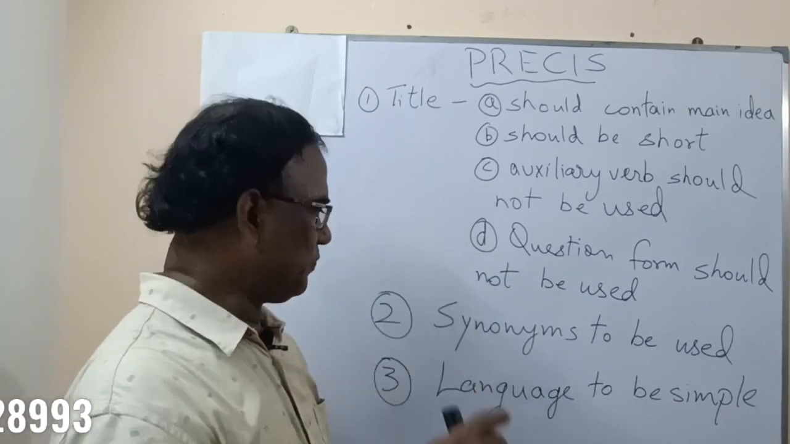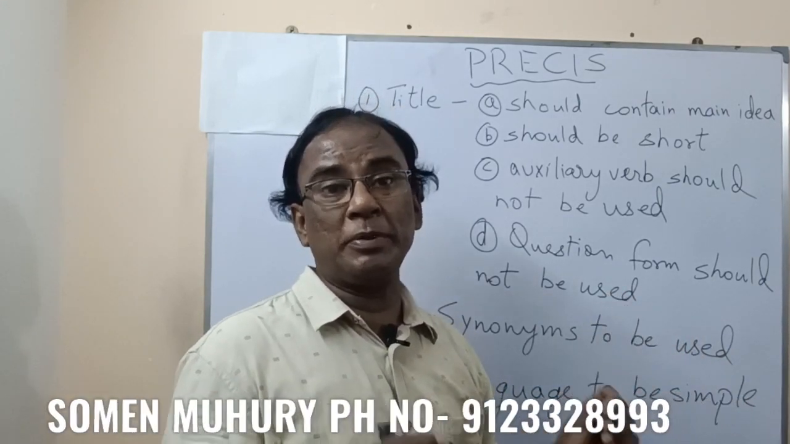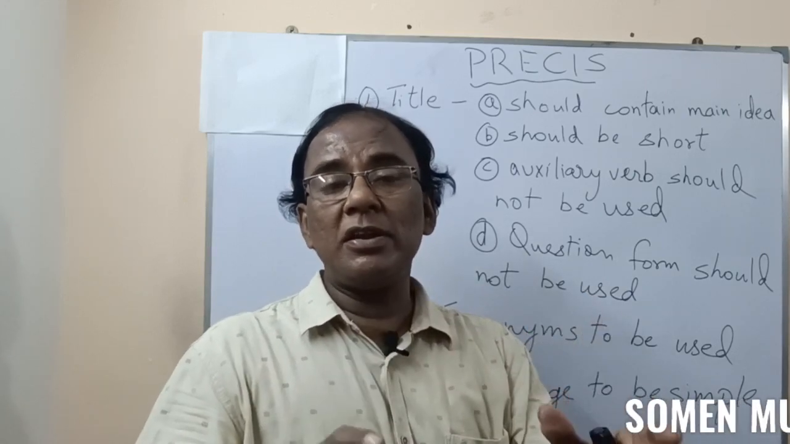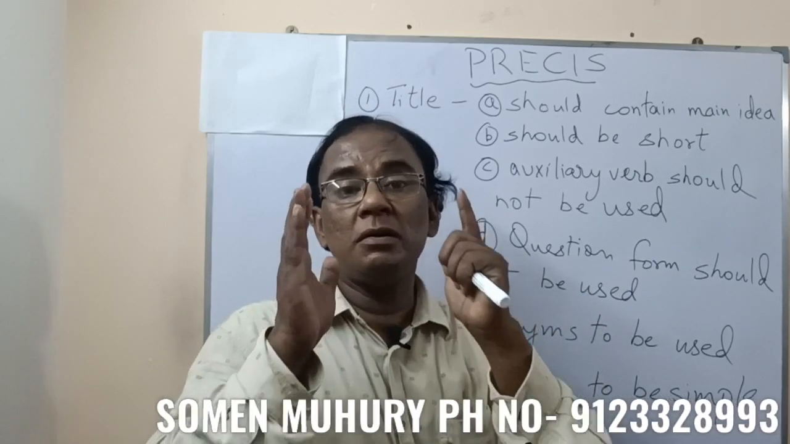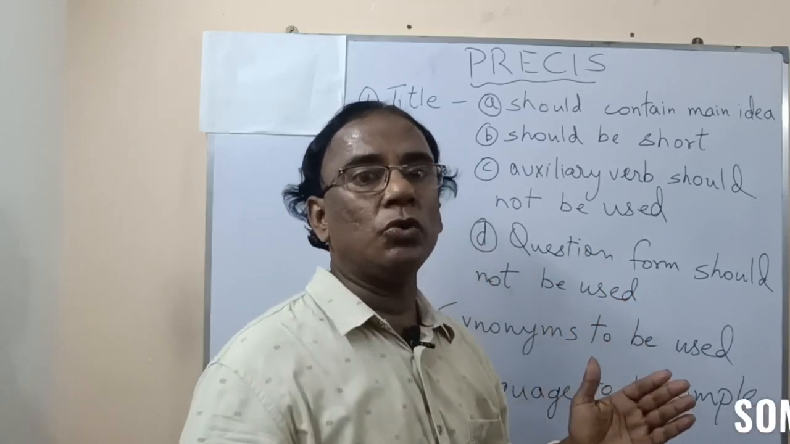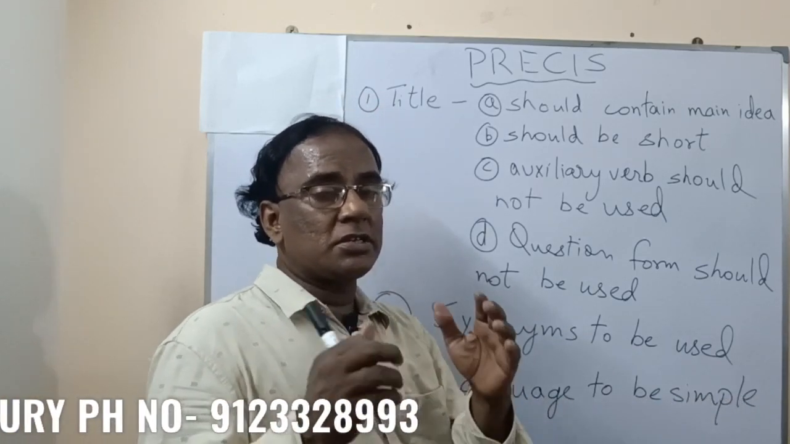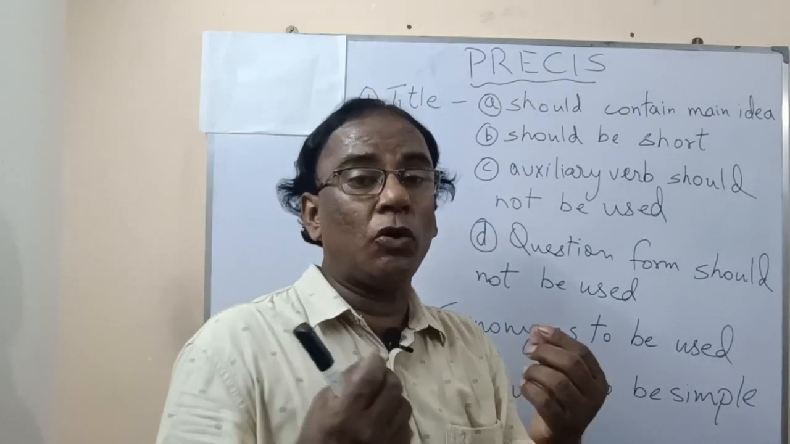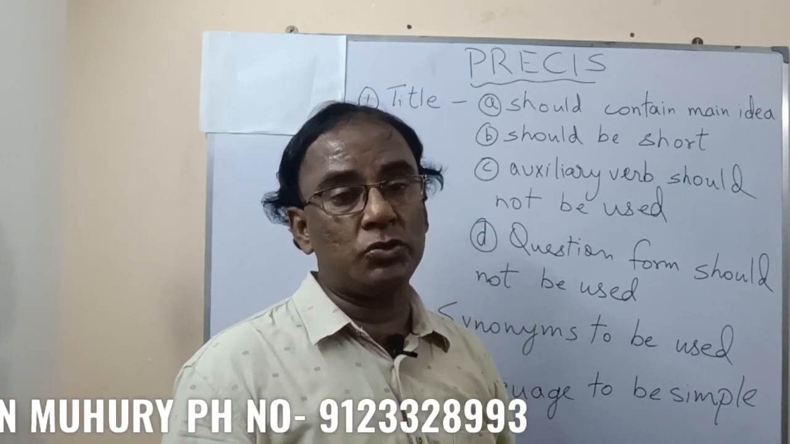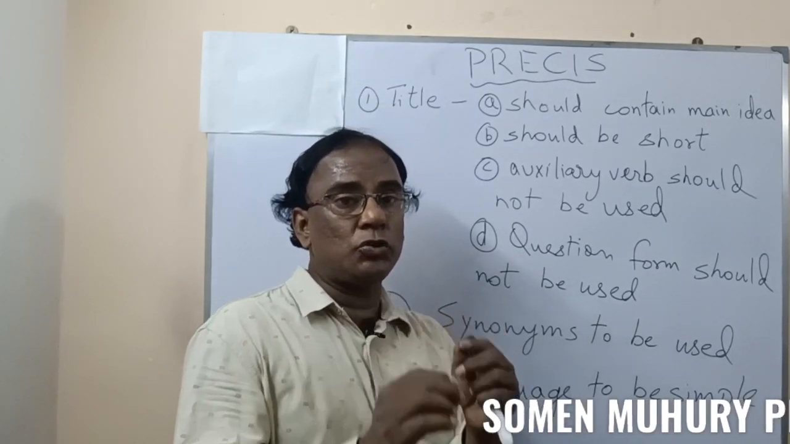Point number 2. Synonyms to be used. This is probably the most vital part of a Precis. You should not copy the words that are given in the original paragraph. You have to use words similar to those. Okay? This is probably the most important rule. This is the very step where many students falter while writing a Precis. We tend to copy certain lines and words. You cannot copy lines, you cannot copy words. As far as possible, you have to use synonyms.